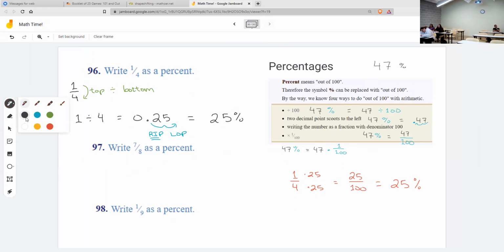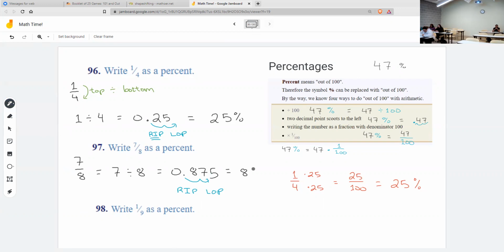Okay, 7/8. So what's 7/8? 7 divided by 8 turns into what? So 0.875, then we ripple up. And we get 87.5%.